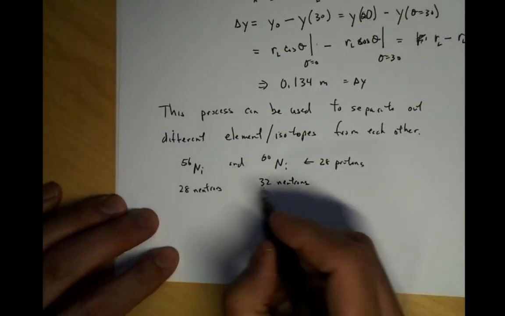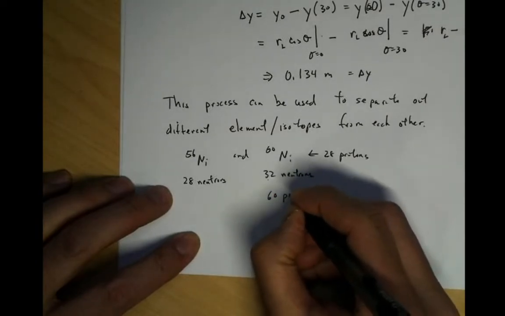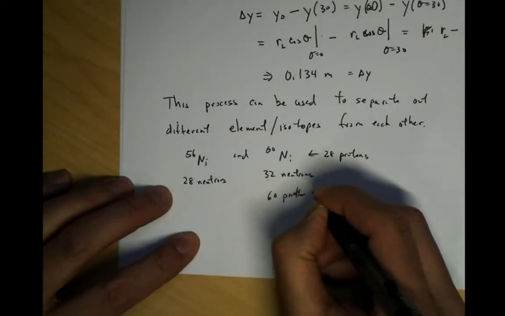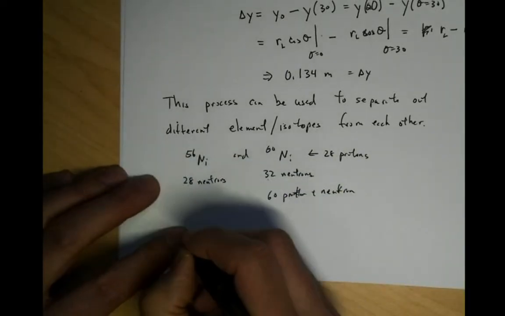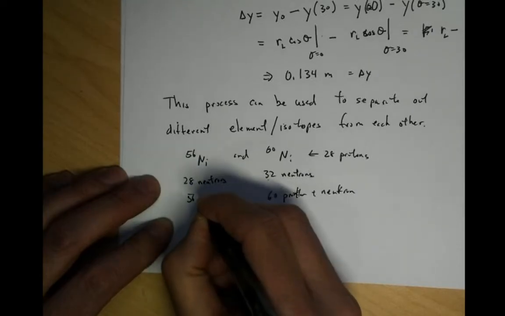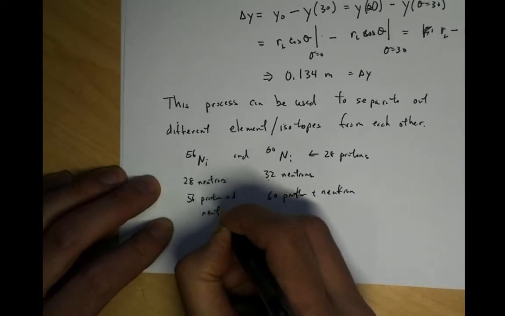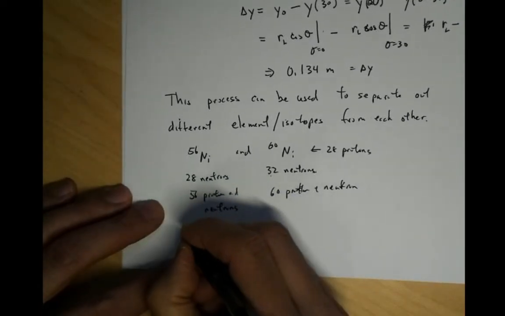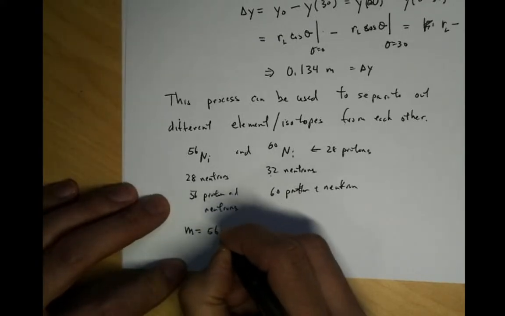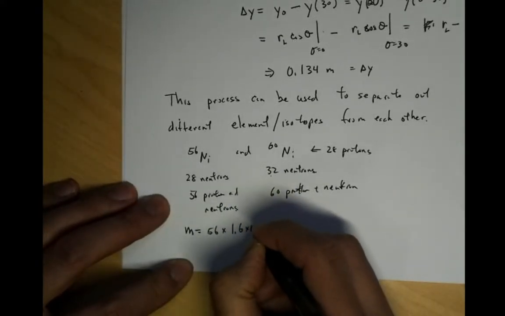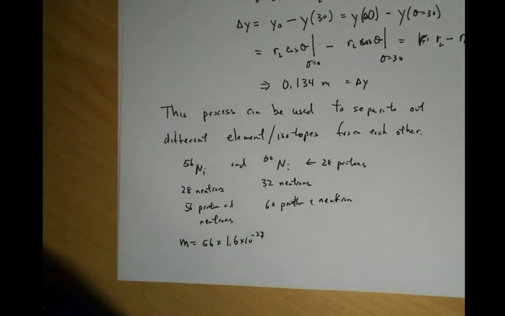Right. So that means there are 60 protons plus neutrons, and neutrons roughly weigh the same as protons. Very tiny difference. And this is 56 protons and neutrons. All right. So the mass of this particle, well, that's just basically 56 times the mass of a proton, 1.6 times 10 to the minus 27. Okay, did I write down what the number is?